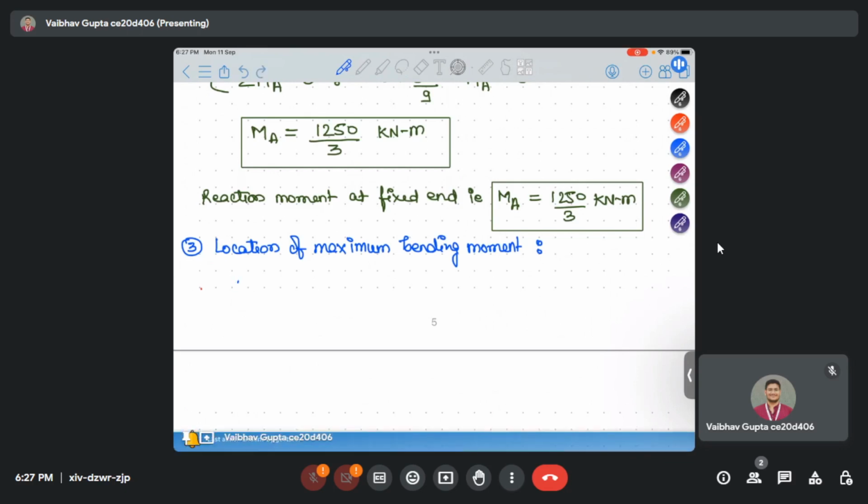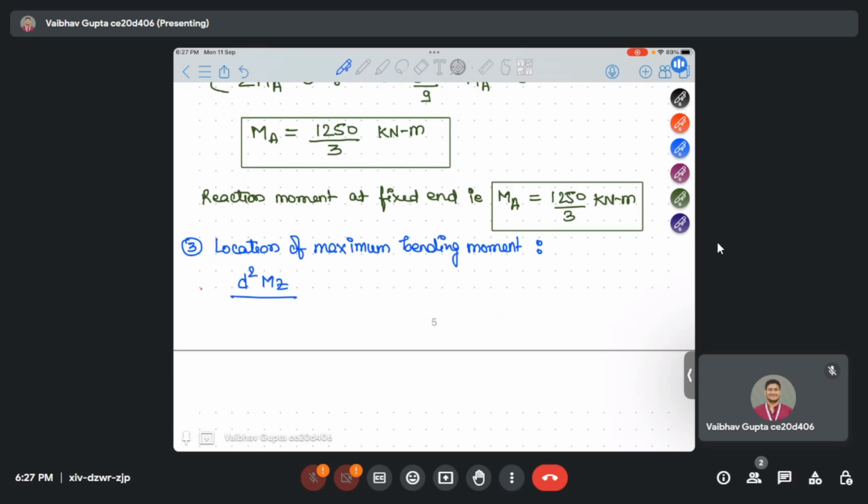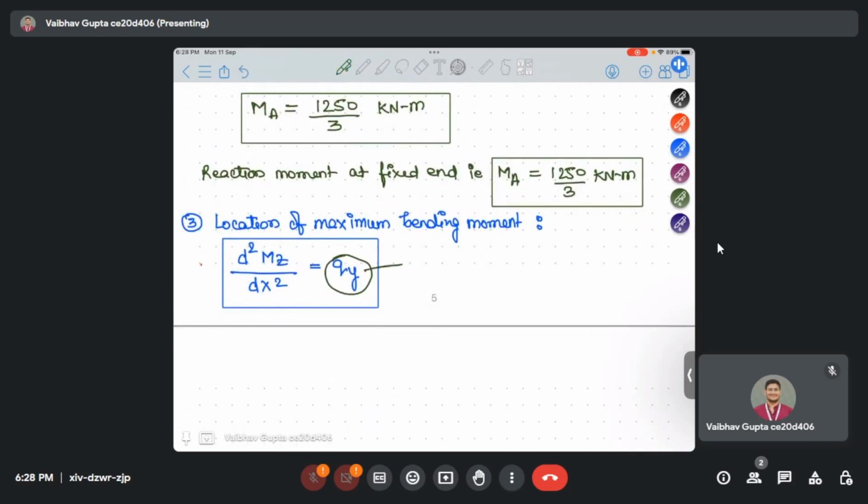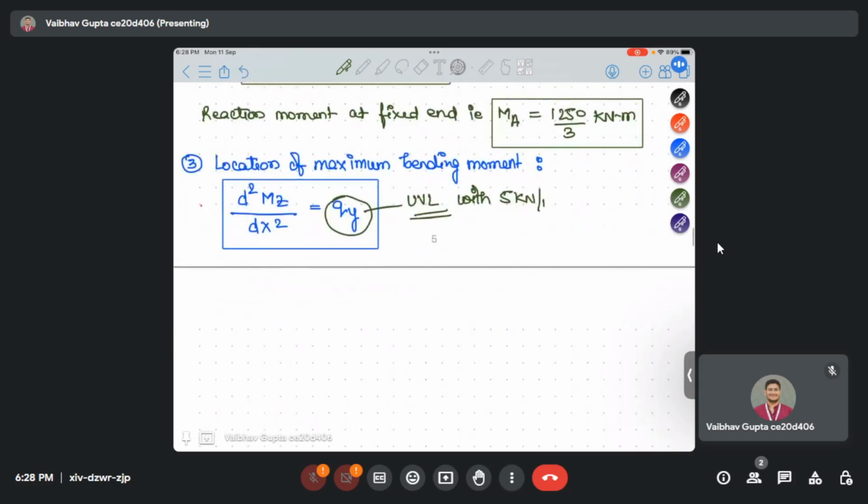As I have told you earlier in this class at the very starting, d2Mz by dx square is nothing but equal to the loading applied to the beam. Now Qy is not given directly because it is a uniformly varying load, UVL, with 5 kilonewton per meter magnitude applied at A, that is the fixed point, and 10 kilonewton per meter applied at B point. So first we have to find the expression of Qy.